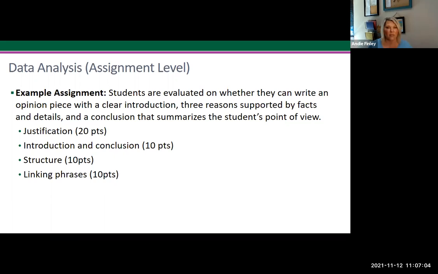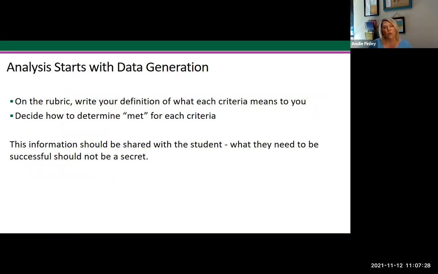We give them their assignment. We then go through and we have decided that for the justification for their opinion, we're going to give them 20 points. We're going to say their introduction and conclusion is worth 10 points. The structure of their paper is going to be 10, and how they link everything together, we're going to give them 10. Okay? Now, before we give them this assignment, there's a few things we need to do.